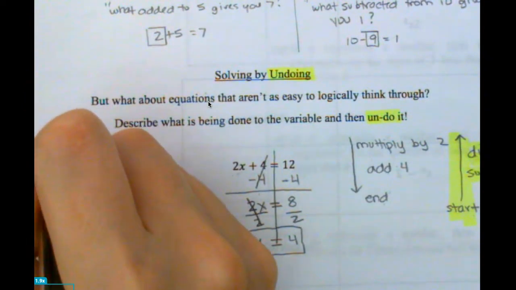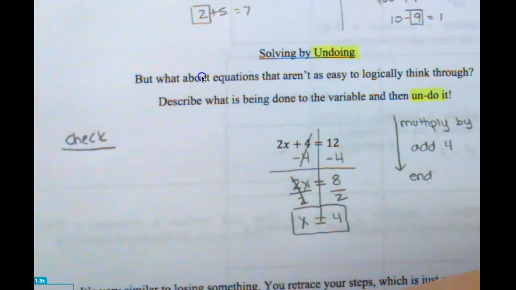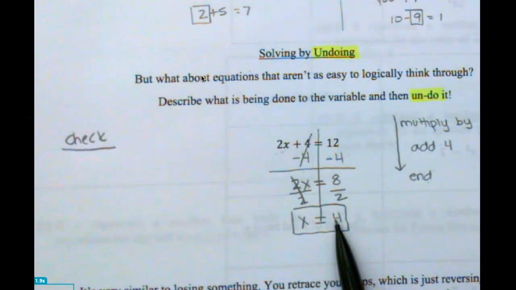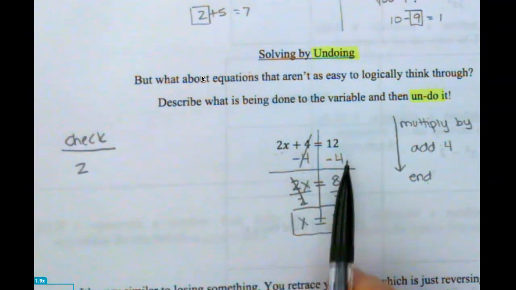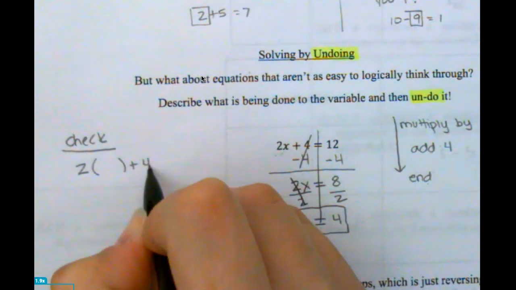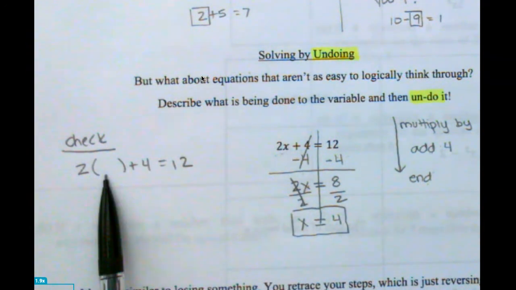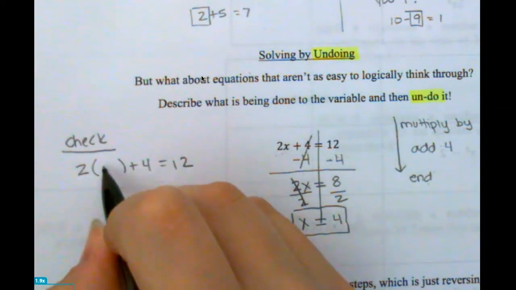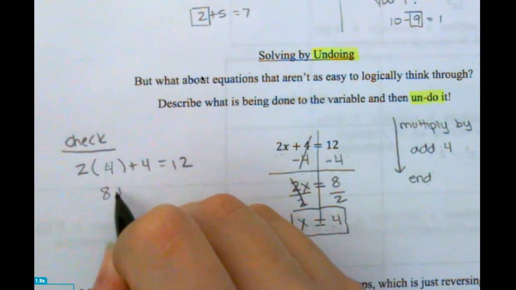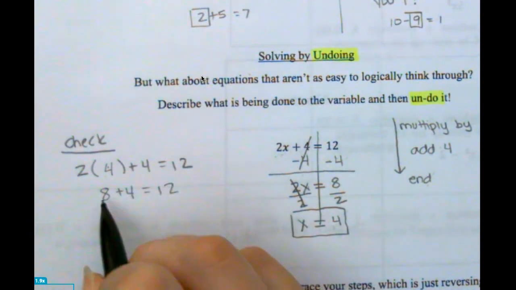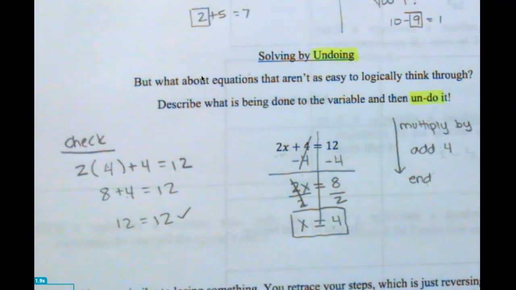So if I go over here and I want to check my work, let me move my cursor over here. If I want to check my work to see if 4 is correct, I'm going to take my equation, 2x plus 4 equals 12, but instead of the x, I'm going to put a set of parentheses, I'm going to plug 4 in, and I'm going to see if this works. 2 times 4 gives me 8, 8 plus 4 gives me 12, and is my equation true? Yes, because both sides are the same.